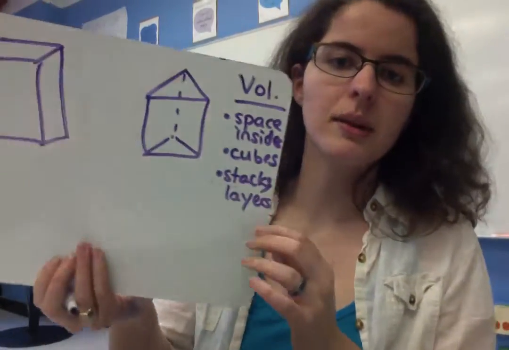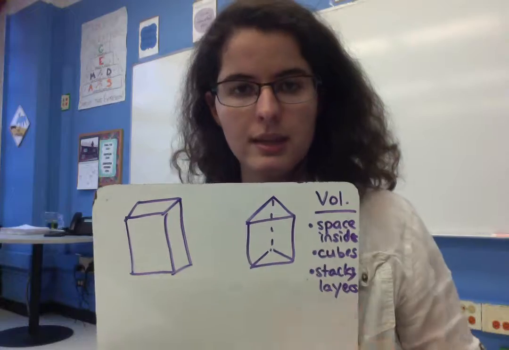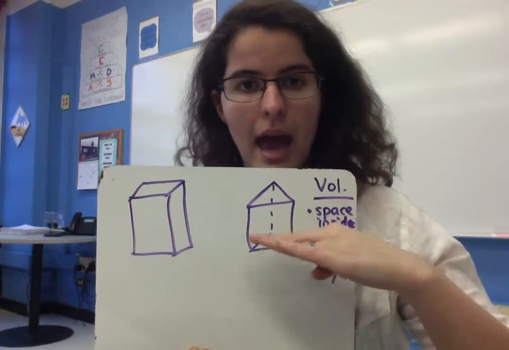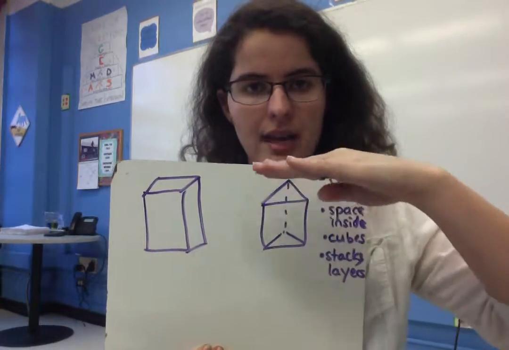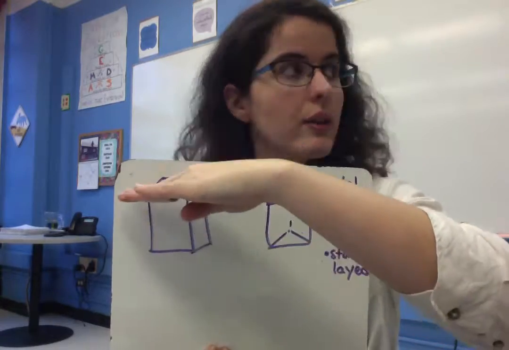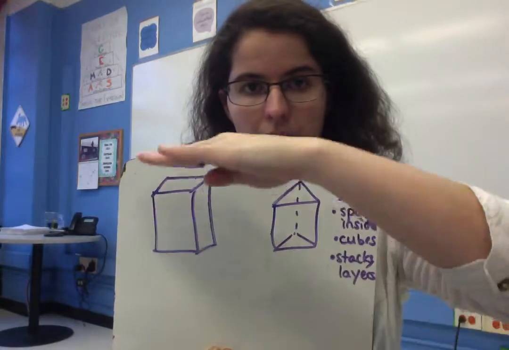So if I'm talking about volume, I'm thinking about the space inside. I'm thinking about cubes. How many cubes could you put into a stack inside of an object? And that means I'm thinking about stacking and I'm thinking about layers. If I'm talking about stacking and layering, then I would want to say, if this is my floor, how many times am I going to have to stack it? How many times am I going to have to layer that base in order to get my entire building?